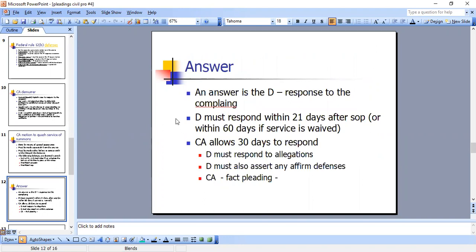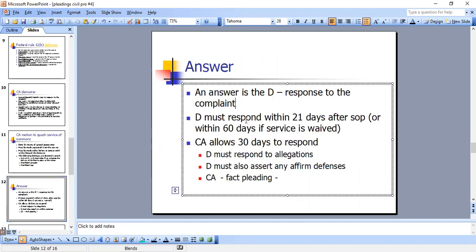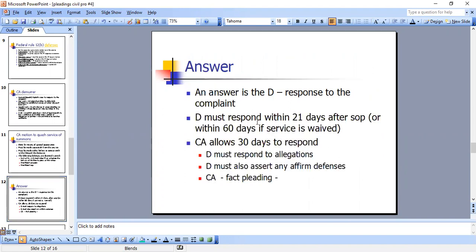The answer, now this is the answer. An answer is the defendant's response to the complaint. So the defendant is responding to the complaint, that's the answer. The defendant must respond within 21 days after service of process, or if he's waived service of process, he has 60 days to respond, and we talked about that earlier. California gives them 30 days to respond.